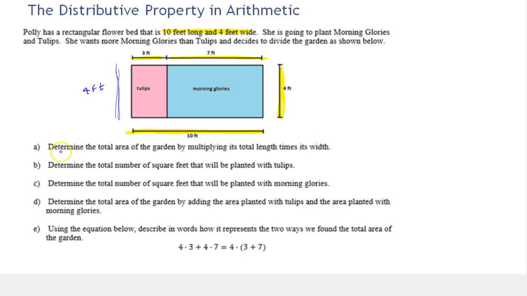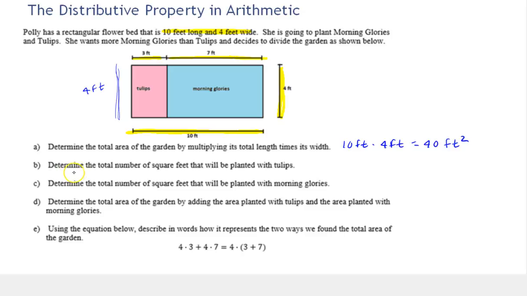So the first one says, determine the total area of the garden by multiplying its total length times its width. So that's going to be 10 feet times 4 feet, which is 40 square feet.